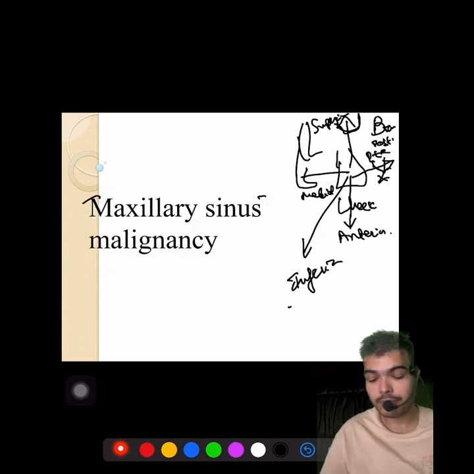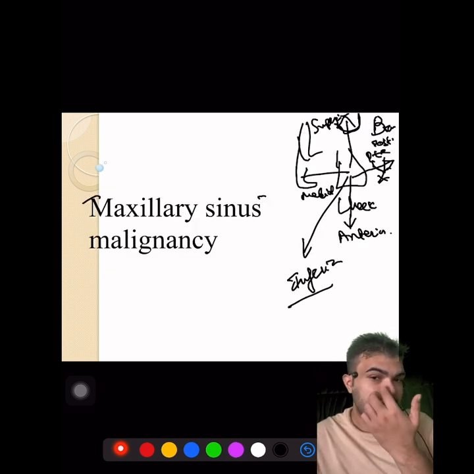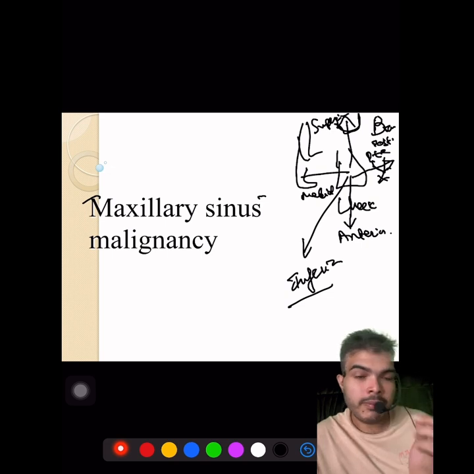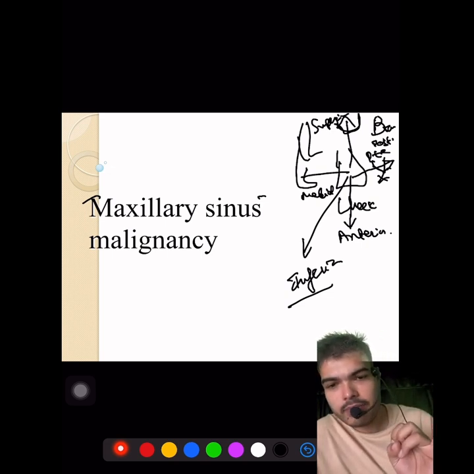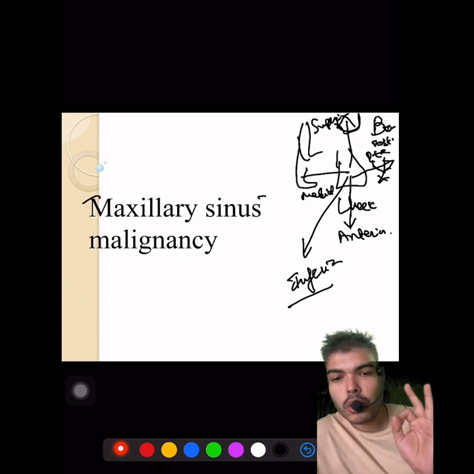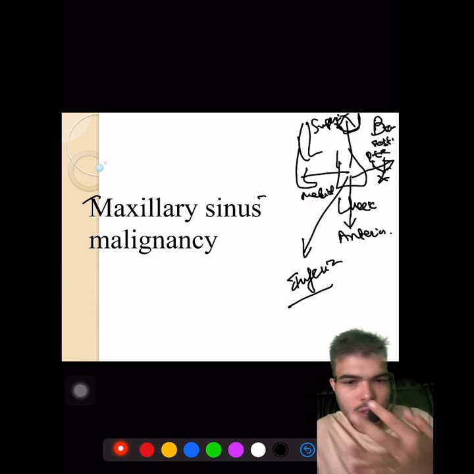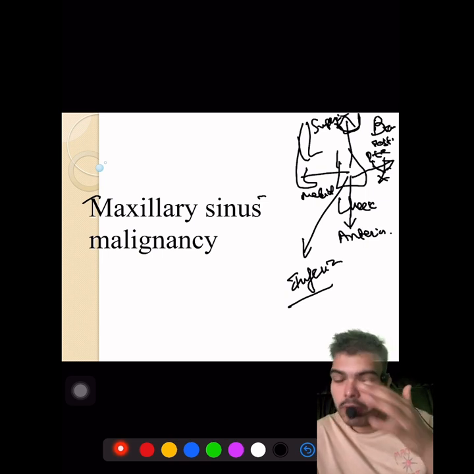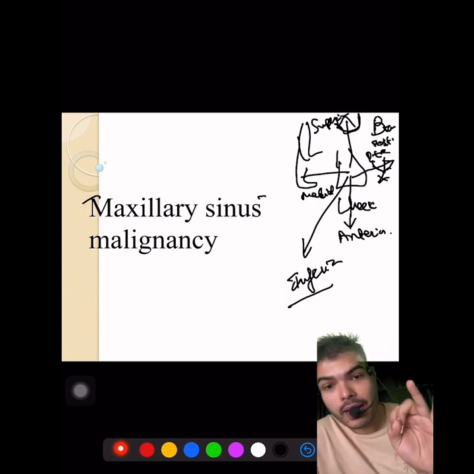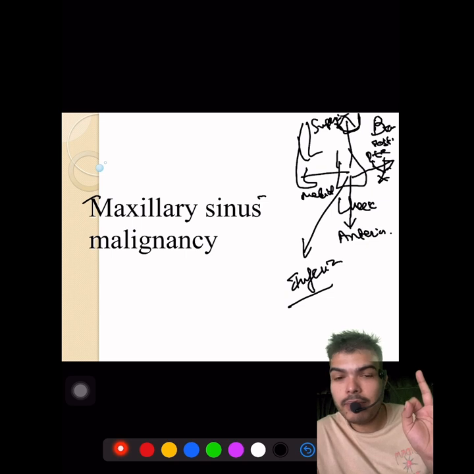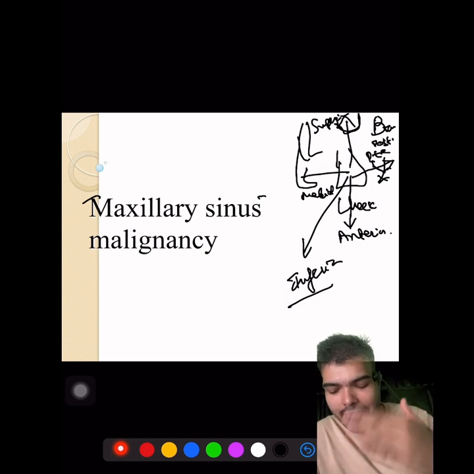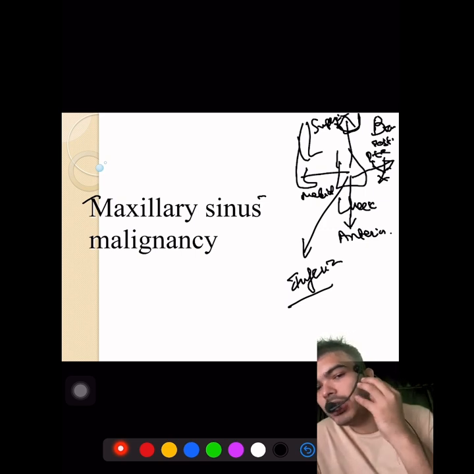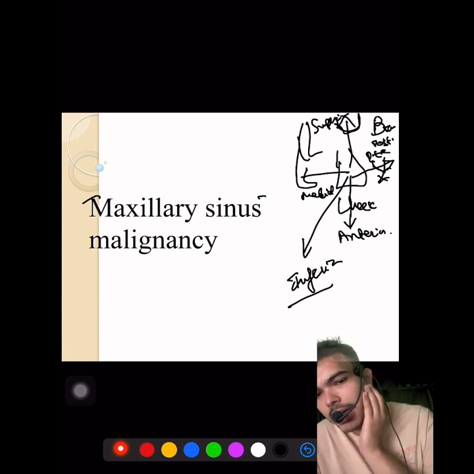See here. If it goes medially, it is involving the nasal cavity. There will be nasal discharge, nasal stuffiness, congestion, mass in the nose. If it goes superiorly, in the eyes there will be proptosis, epiphora, rectus palsy, muscular palsy, diplopia. If it goes anteriorly towards the cheek, there will be cheek swelling, facial paresthesia.